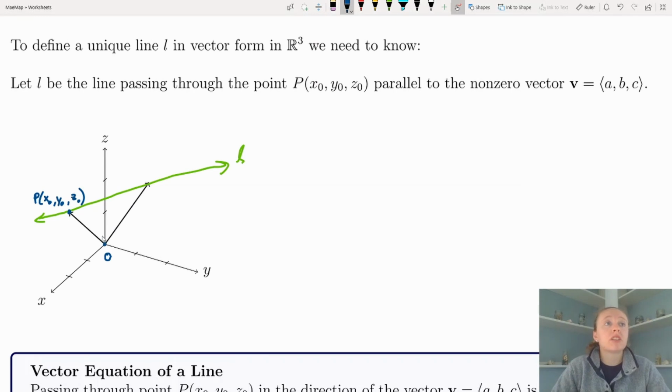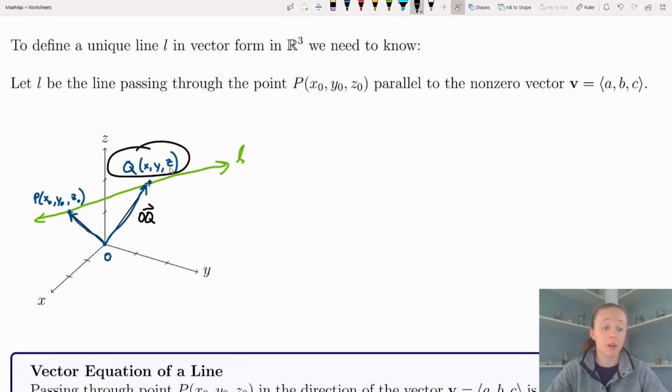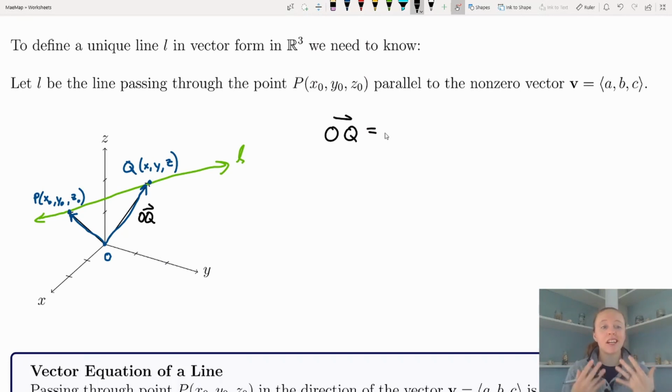So if I wanted to somehow write a vector equation for line L, I want to be able to find any point on that line. So let's make this point over here, which also falls on that line. Let's call this some point where we have x, y, and z. And let's just call that point Q. So what I'm trying to figure out is this vector OQ, because that is some undefined point, just some variable x, y, z that falls on that line L. So I'm going to try to figure out how I can write vector OQ, hence a vector equation.